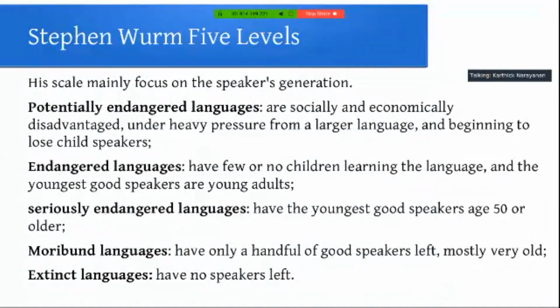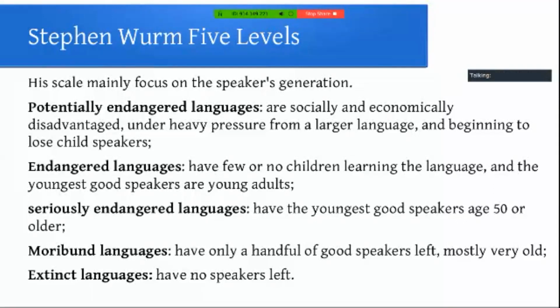Now he is not worried about languages that are safe and that are thriving, but he's only worried about languages that are endangered and potentially endangered. So he starts his levels from potentially endangered languages that are at a socio-economic disadvantage, under heavy pressure from a large language, and beginning to lose child speakers. So this is the first level that he identifies. Then endangered languages have few or no children. Then the youngest good speakers are 50 years old, seriously endangered languages. Then moribund, only a handful of good speakers are left, and most of them are really old. And extinct languages, no speakers left.